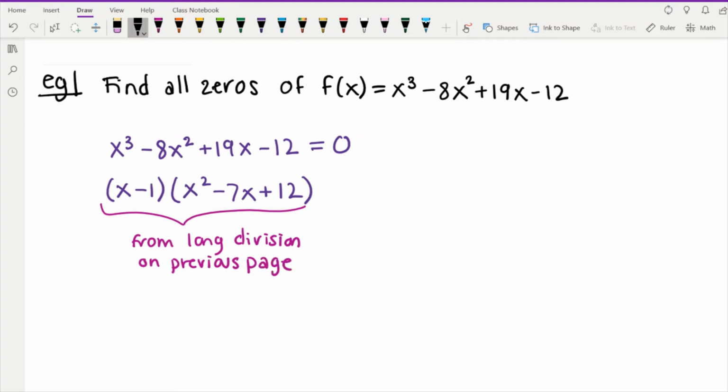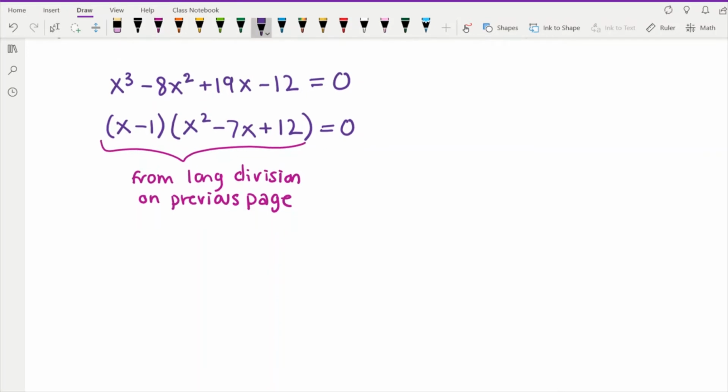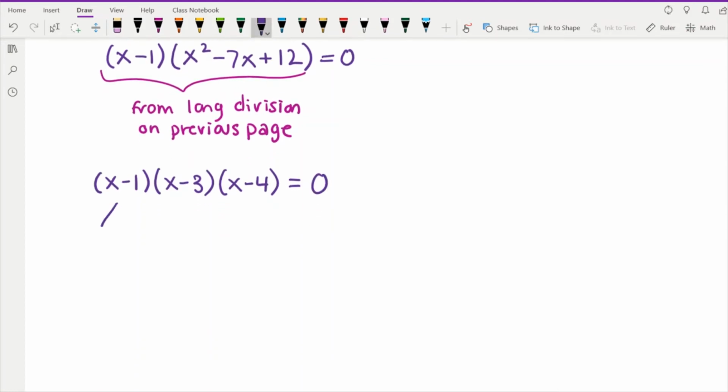Okay, so what can we do from here? Well, now we already have one factor, right? So we're going to be able to find one zero, but then we can continue to factor. So we can factor this now as x minus 1 times, so x squared minus 7x plus 12, that factors as x minus 3 times x minus 4. And so now we can find all the zeros, right? We can say x minus 1 is equal to 0, so that means x is equal to 1. x minus 3 is equal to 0, that means x is equal to 3. x minus 4 is equal to 0, that means x is equal to 4. And the multiplicity of each of these is 1, right? Because each factor only appears one time.